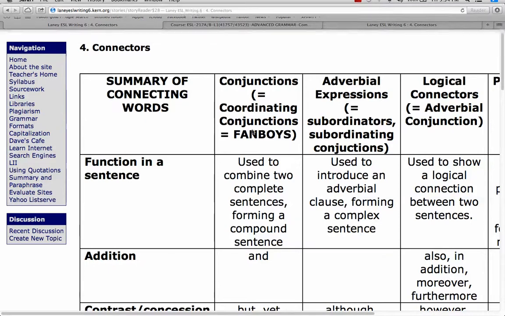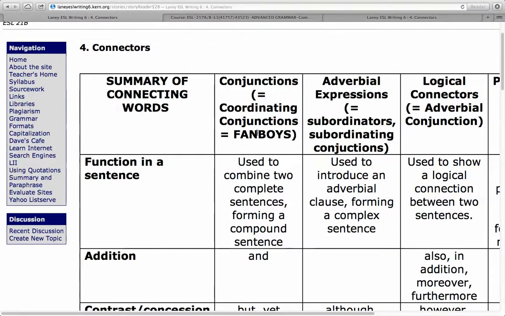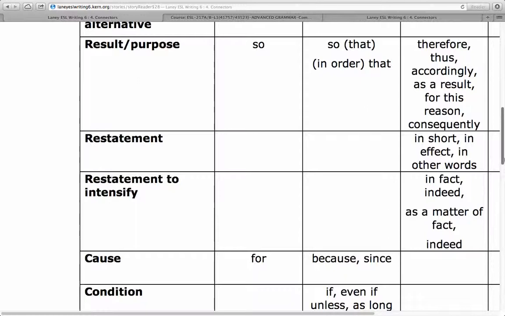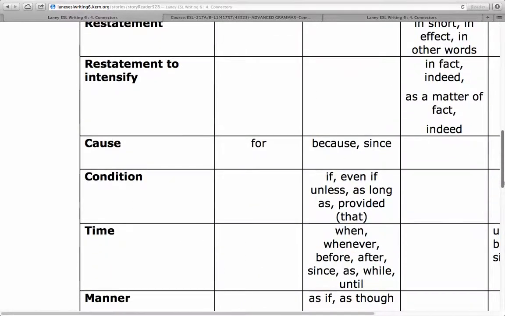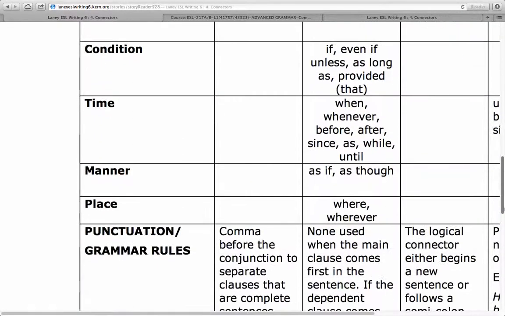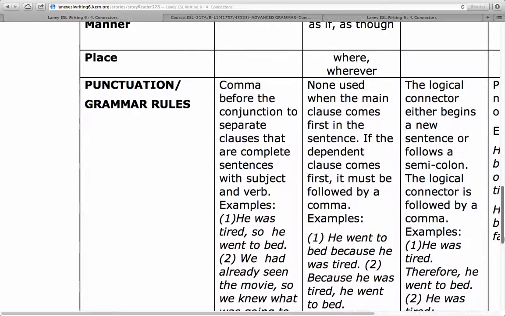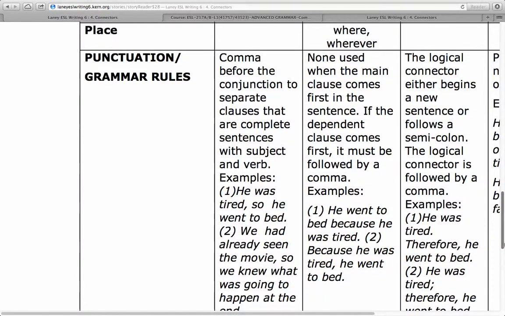Okay, conjunctions. You hear people call them fanboys because it stands for for, and, nor, but, or, yet, and so. And there are only 7 of them. They're used to combine 2 complete sentences. If you go down here, this is listing them all in the column here. Go down here, you'll see the grammar rule, or the punctuation rule.